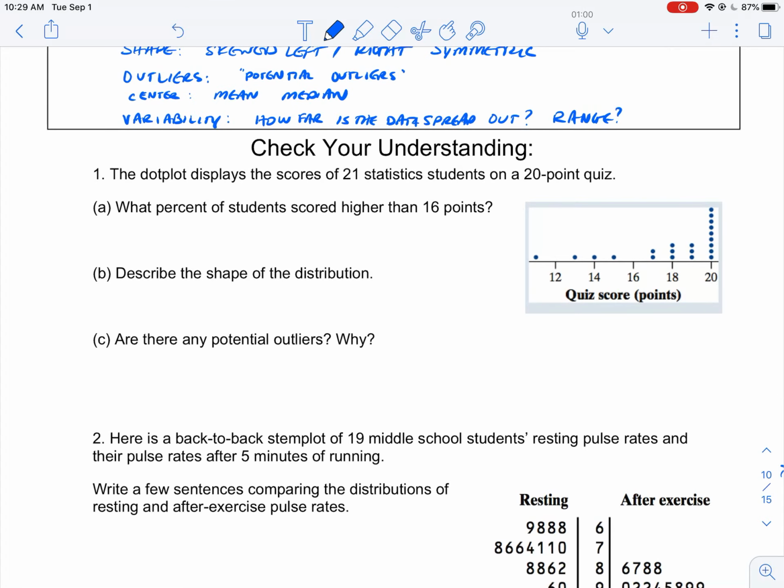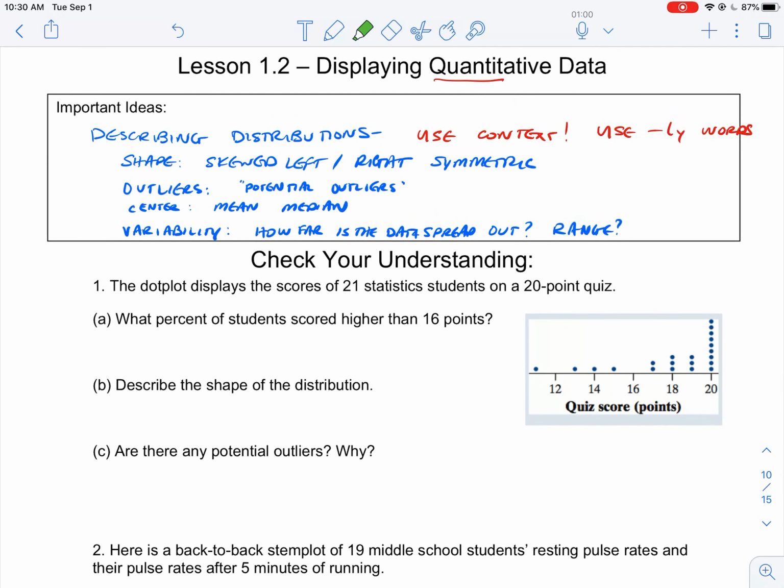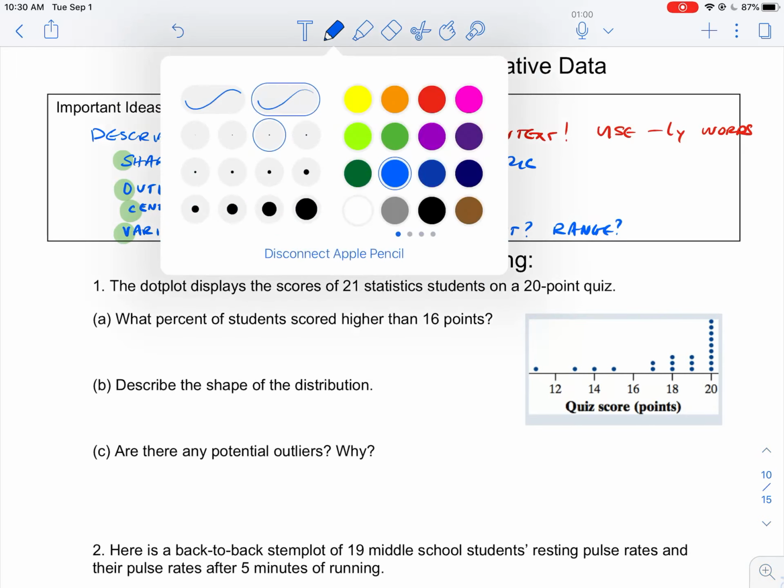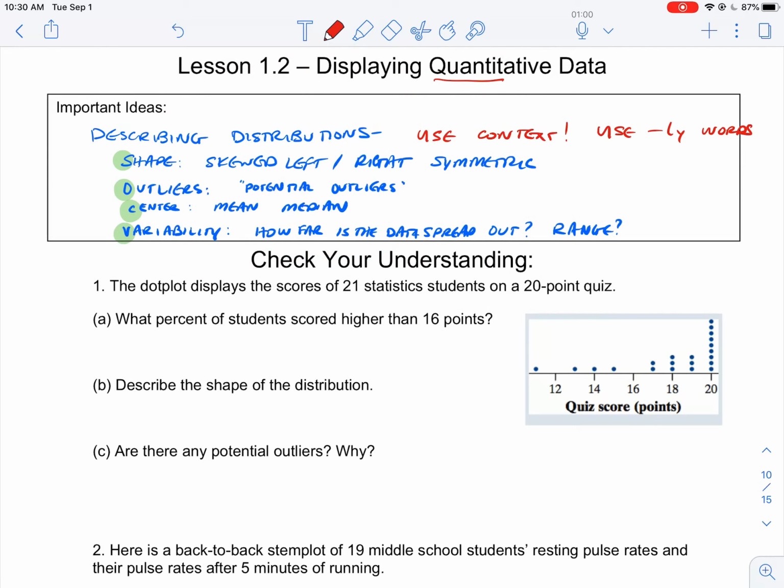Let's look at a data display here. We're going to answer some questions about the distribution. We're going to look at this first part of the check your understanding. And the second part of the check your understanding, we're actually going to write up a description using what I'm going to call the SOCV, and it comes from shape, outlier, center, variability. And that general outline of what we want to include in a description of a data display is going to be something that we need to remember. So SOCV, shape, outlier, center, and variability.